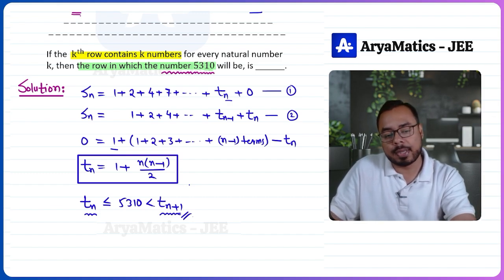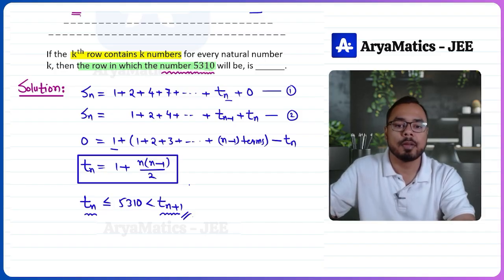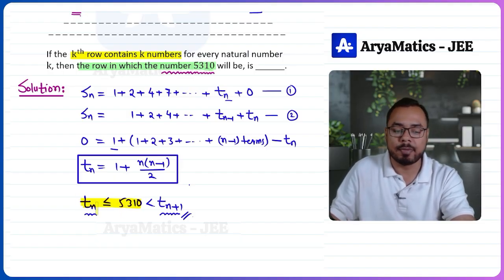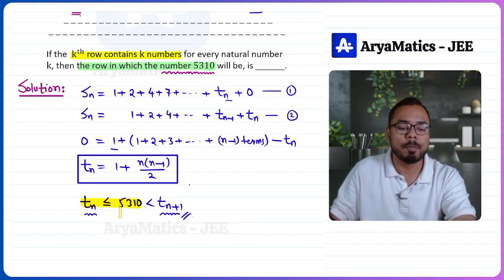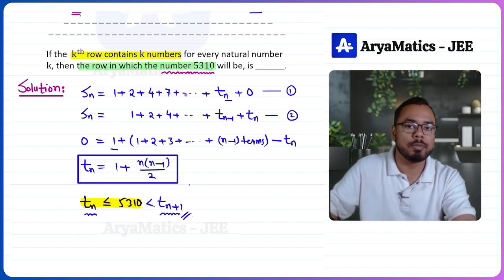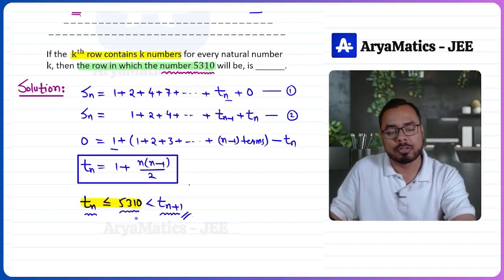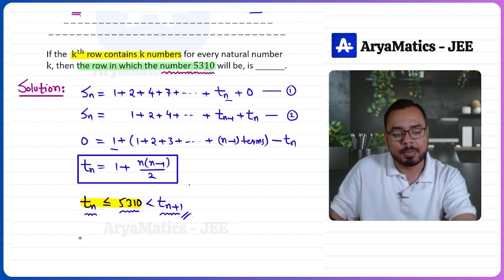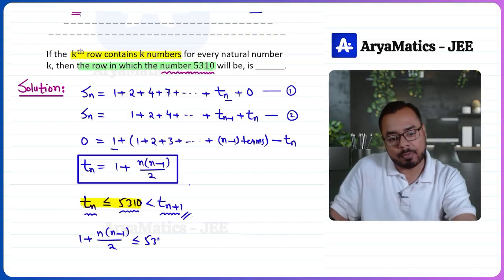Now here what we can do is that instead of solving these two inequalities, we can simply solve the first inequality and find the largest value of n that will satisfy it, right? Find the maximum value of n such that Tn is less than or equal to 5310, and whatever value of n we get, that will be our answer. This element 5310 will be in that particular row. That is another, easier method of solving this instead of solving the two inequalities. So basically 1 plus n into n minus 1 by 2 is less than or equal to 5310.